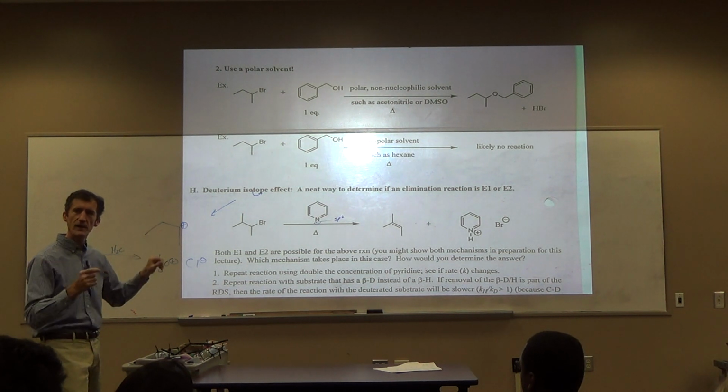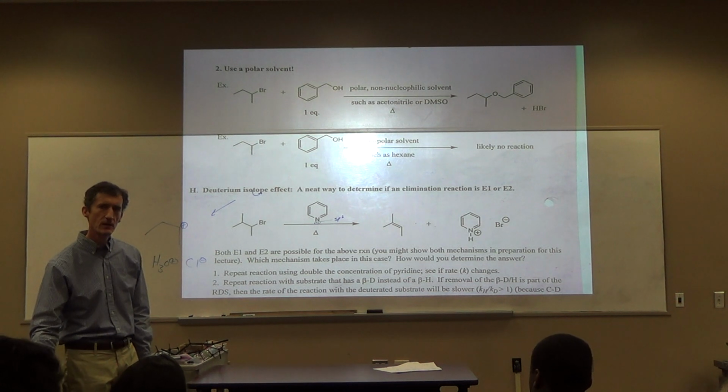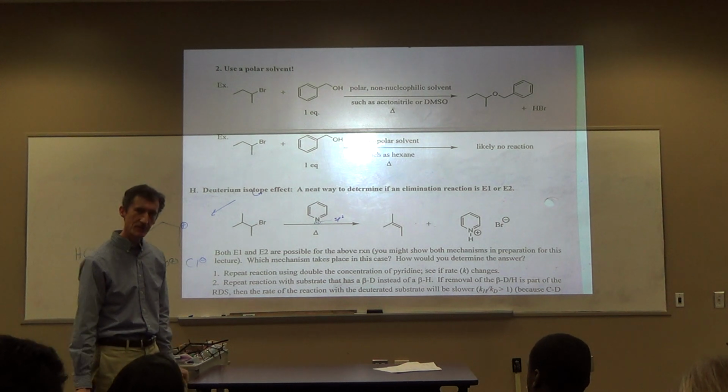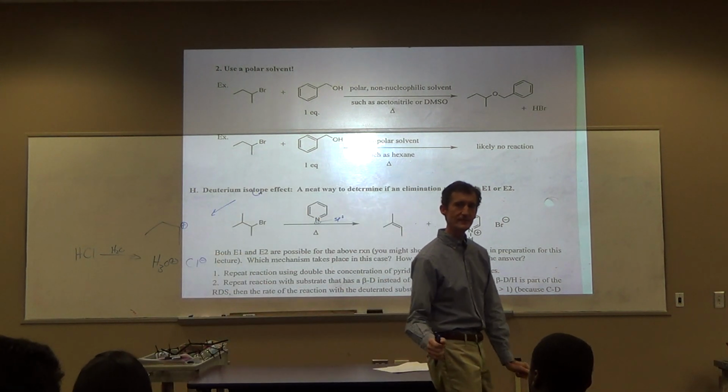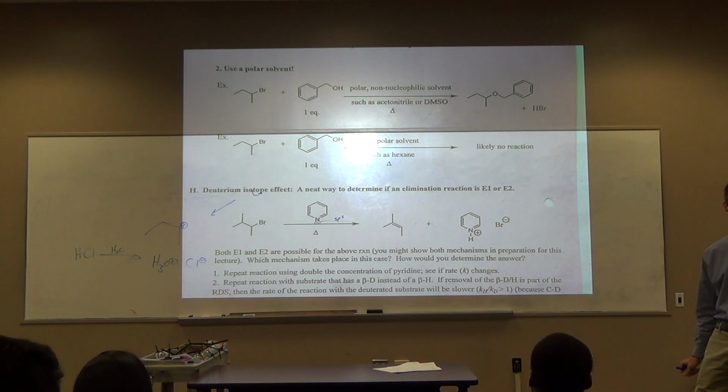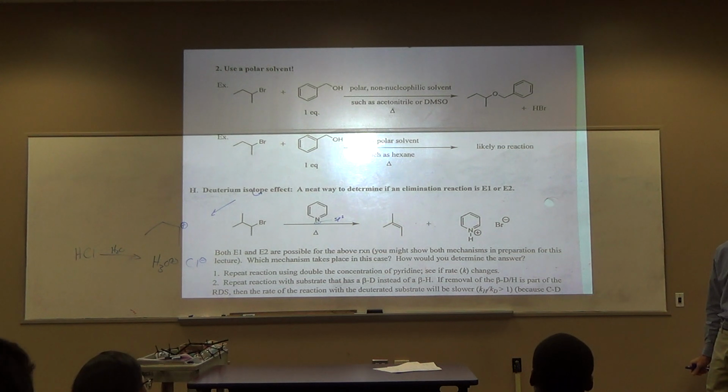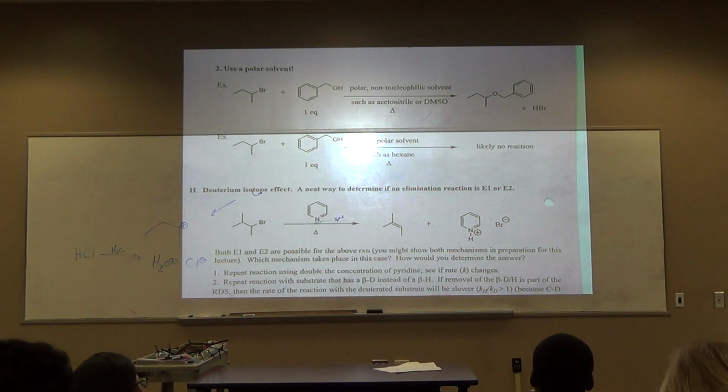E2 for sure. Why would that mean it's E2? Because E1 reactions can't yield Hofmann products, they yield the Zaitsev product. Very good. E1 gives what product? The most stable. Hofmann isn't the most stable. I'm showing a Zaitsev, and Zaitsev can be E1 or E2. As shown, I don't know. Okay, neat way. What we can do is a deuterium isotope effect.